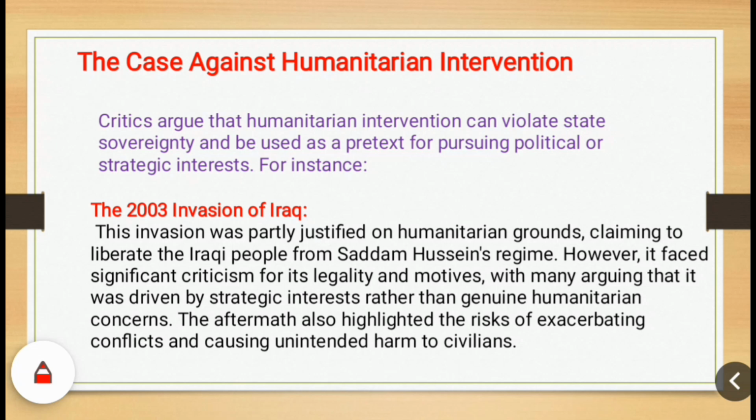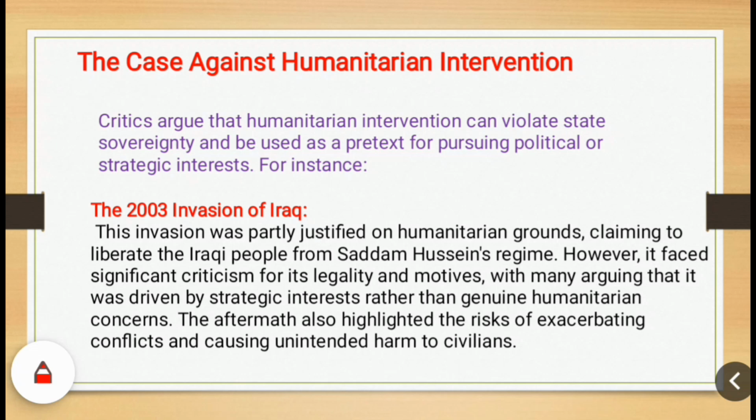The case against humanitarian intervention. Critics argue that humanitarian intervention can violate state sovereignty and be used as a pretext for pursuing political or strategic interests. For instance, the 2003 invasion of Iraq. The invasion was partly justified on humanitarian grounds, claiming to liberate the Iraqi people from Saddam Hussein's regime.